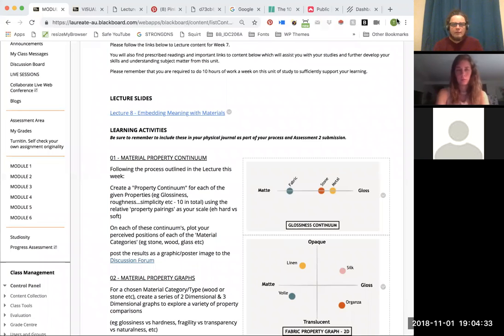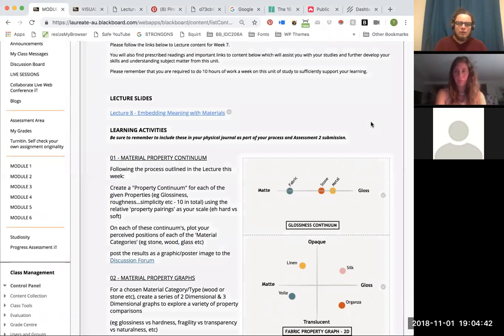So looking at that property continuum, what we've got going on, is that working yet? Yeah, we are rolling. That's cool.